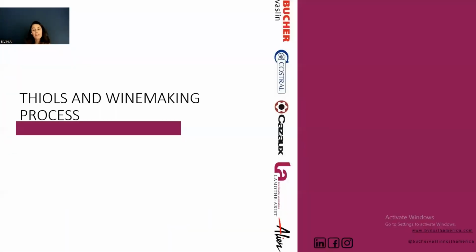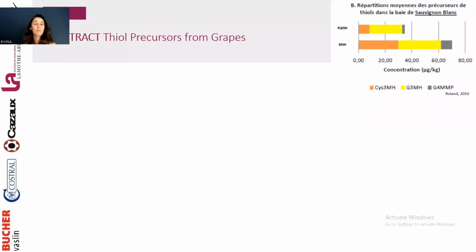Okay, so enough about vineyard. Let's talk about the winemaking process, which is really the goal of today. And we have different steps to talk about. So the first step is going to be to extract the thiolic precursors from the grapes. You see on your screen the repartition of the thiolic precursors between the flesh and the skin. And you can see that there are way more precursors in the skin cells of the berries. So we need to go on extraction. What is in the flesh will be extracted very easily. What we need to focus on is really the skin.